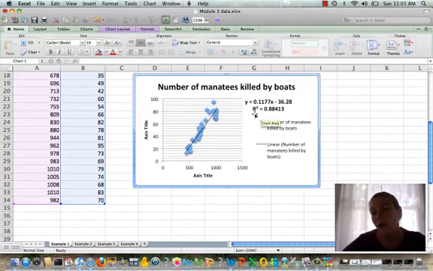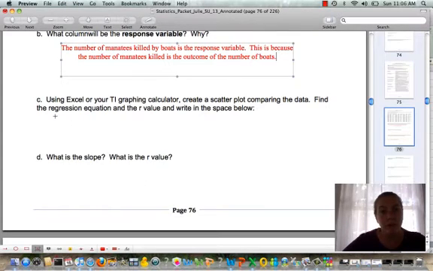And we see our R-squared value is 0.88413. Now remember, we want to look for the R value, so we're going to have to take the square root of this number to see what it is. So let's go back to our activity packet and record this information.